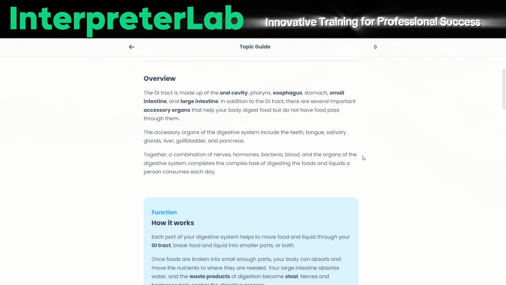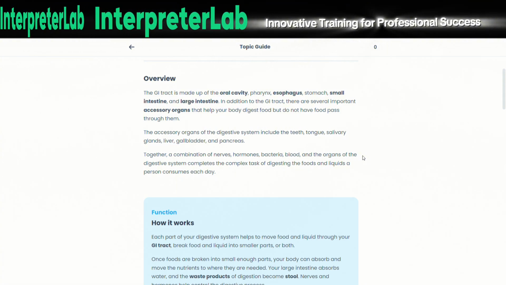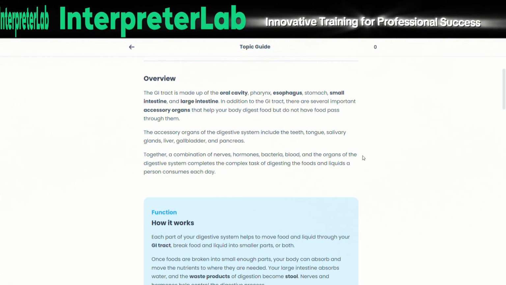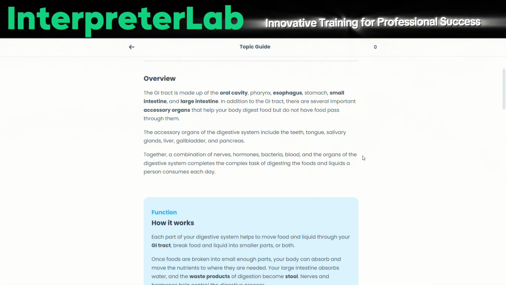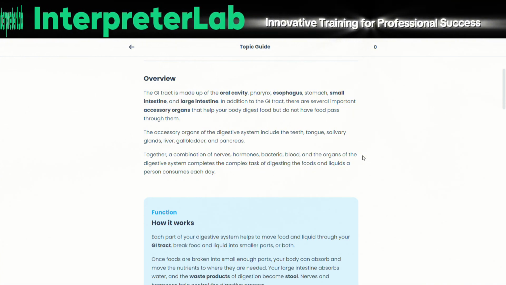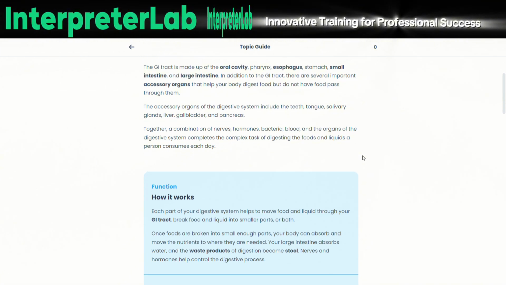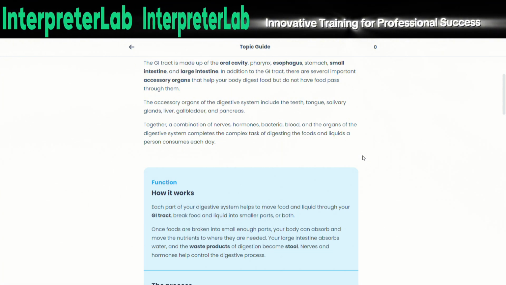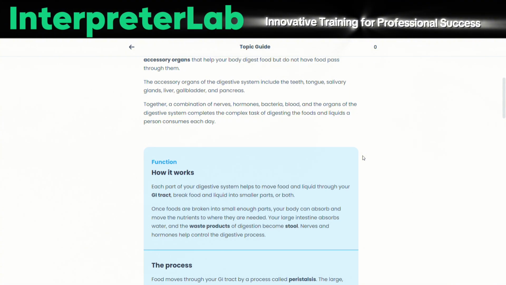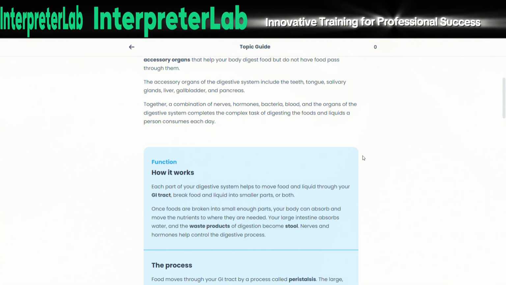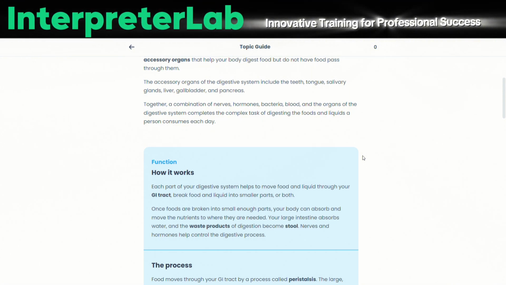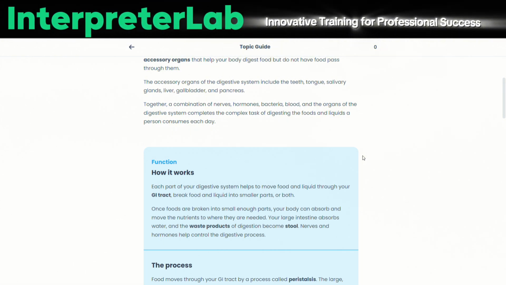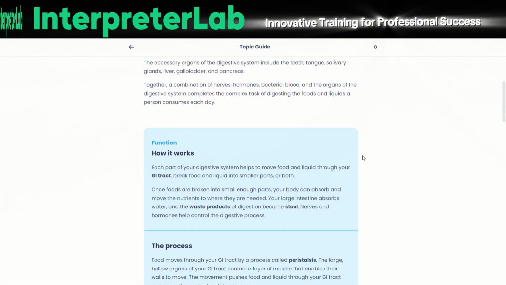Overview. The GI tract is made up of the oral cavity, pharynx, esophagus, stomach, small intestine, and large intestine. In addition to the GI tract, there are several important accessory organs that help your body digest food, but do not have food pass through them. The accessory organs of the digestive system include the teeth, tongue, salivary glands, liver, gallbladder, and pancreas. Together, a combination of nerves, hormones, bacteria, blood, and the organs of the digestive system complete the complex task of digesting the foods and liquids a person consumes each day.